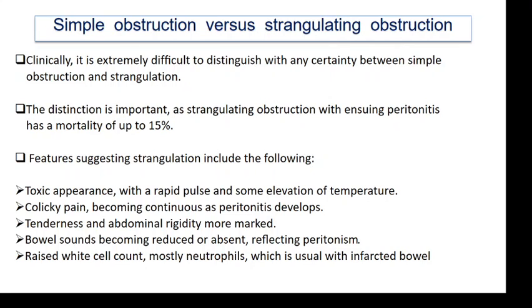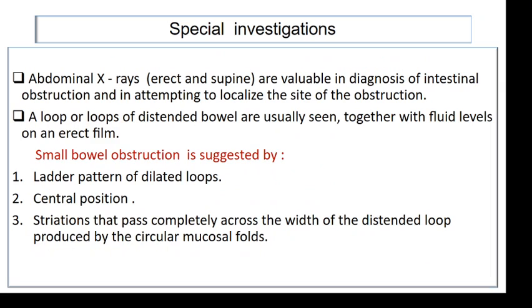Tenderness and abdominal rigidity are marked over the abdomen. The bowel sounds become reduced or absent, reflecting peritonitis and peritonism, and the white blood cell count becomes increased, mostly neutrophils, which is usually due to infected bowel.